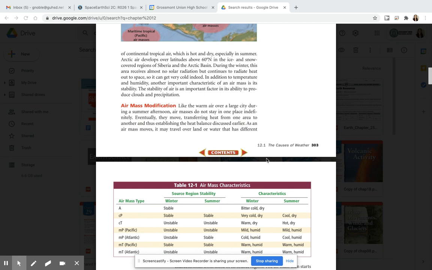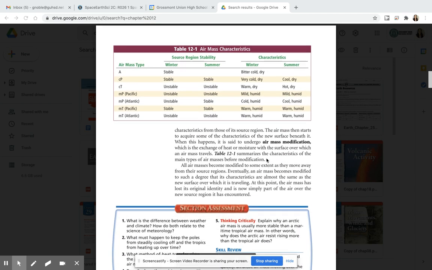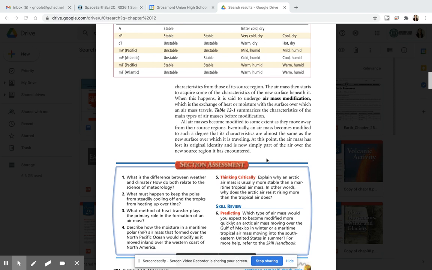In addition to temperature and humidity, another important characteristic of an air mass is its stability. The stability of air is an important factor in its ability to produce clouds and precipitation. Air mass modification: like the warm air over a large city during a summer afternoon, air masses do not stay in one place indefinitely. Eventually, they move, transferring heat from one area to another, and thus establishing the heat balance discussed earlier. As an air mass moves, it may travel over land or water that has different characteristics from those of its source region. The air mass then starts to acquire some of the characteristics of the new surface beneath it. When this happens, it is said to undergo air mass modification, which is the exchange of heat or moisture with the surface over which the air mass travels.